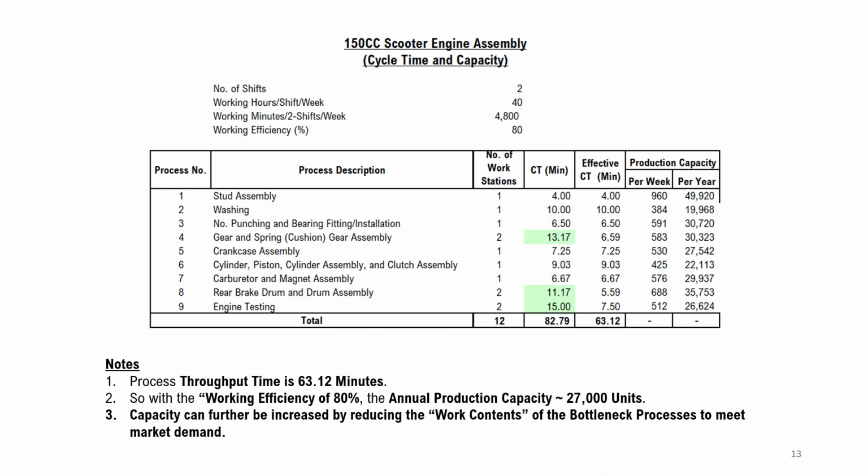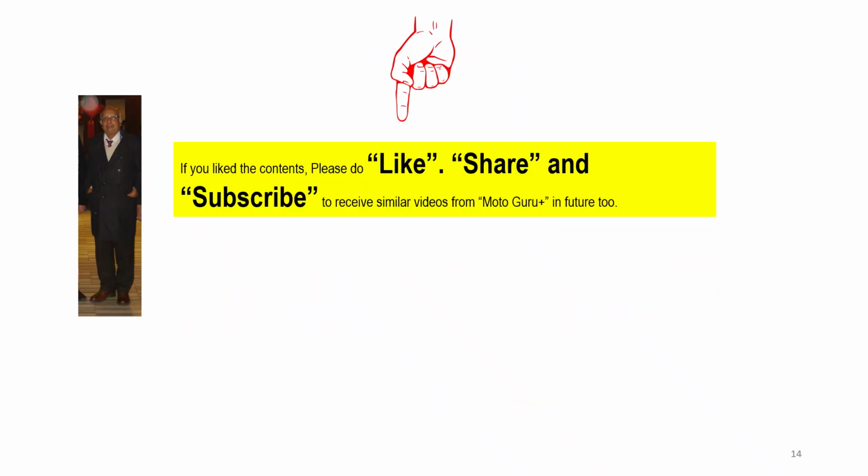Capacity can further be increased by reducing the work content of the bottleneck process to meet the market demand, or by increasing the number of workstations in case of the debottleneck processes. With this we conclude our discussion on the subject of 150cc scooter production in engine assembly section.